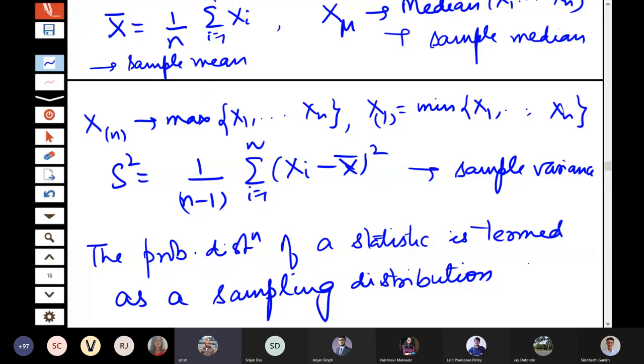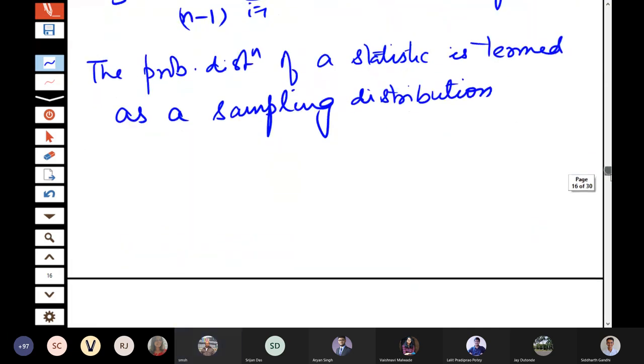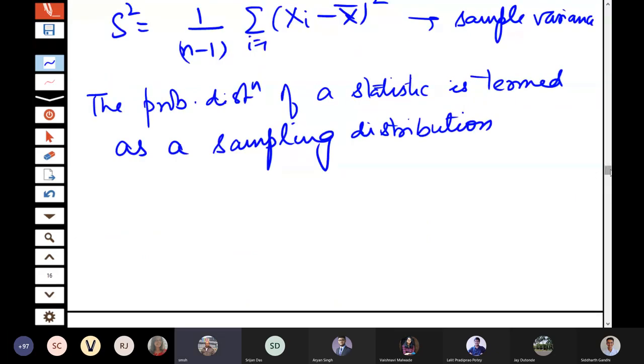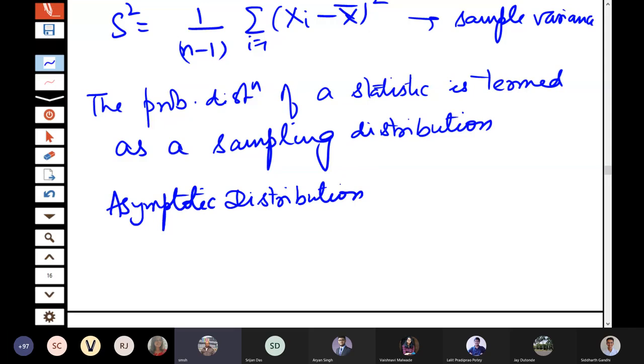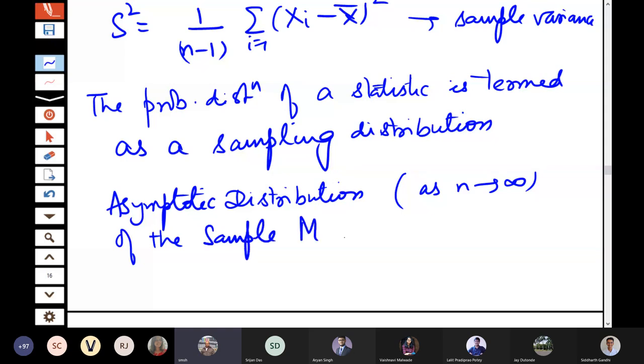So one of the first results that is obtained using the distribution of sample functions is related to the distribution of the sample mean. It is called the asymptotic distribution. Asymptotic distribution means as n tends to infinity, of the sample mean. This is one of the very powerful results in statistics. It is called the central limit theorem.